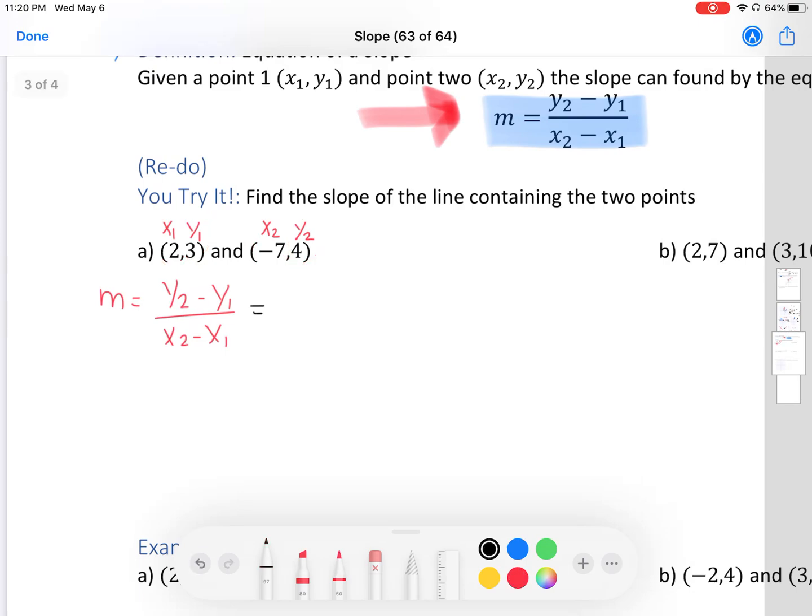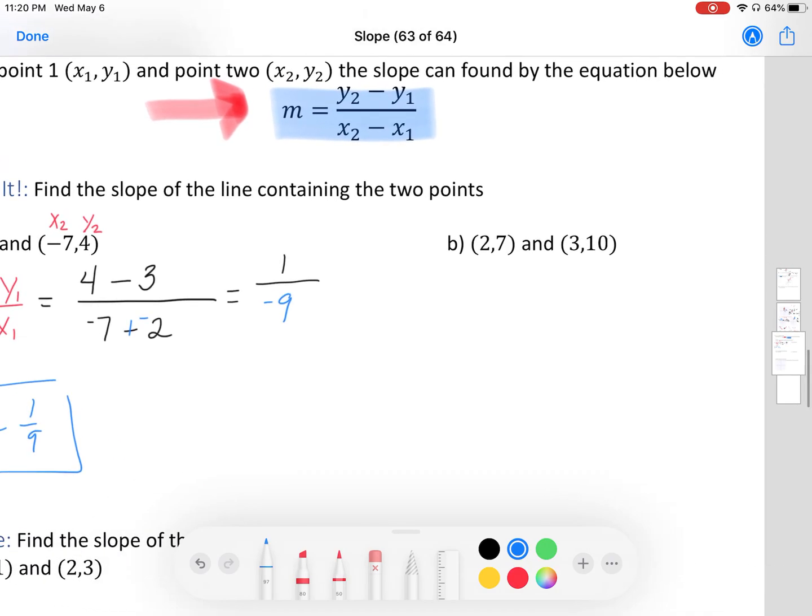Let's go ahead and substitute them into our equation. So y2 is 4 minus y1 is 3, over x2 is -7, and minus x1, 2. And we're left with 4 minus 3 is 1, over -7 minus 2. We have subtraction with a negative. Remember, you always add the opposite, so we get -9. And that's our slope. Our slope is -1 over 9.